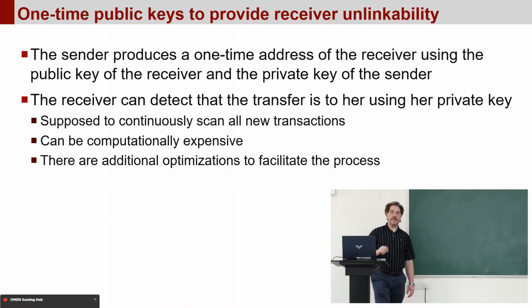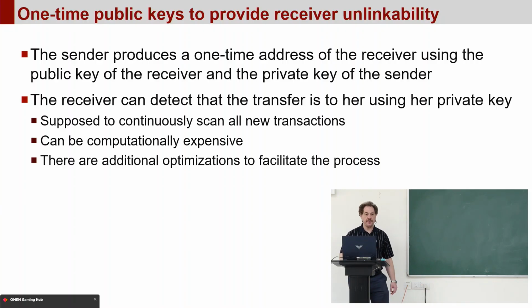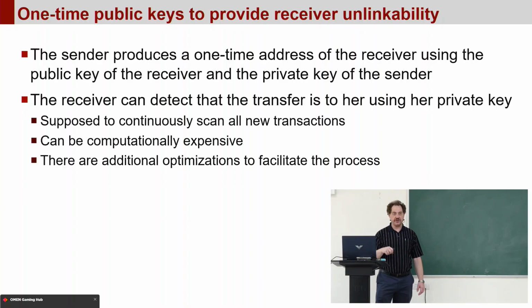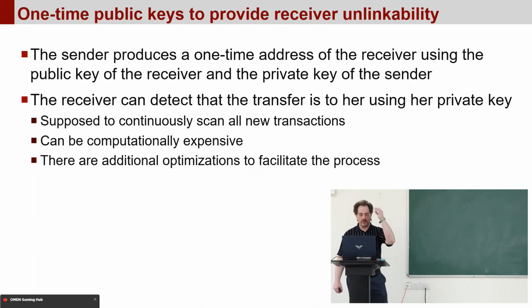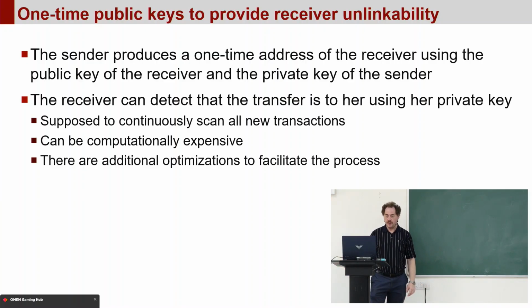Okay, so that was about sender untraceability. What about the receiver side? What about receiver unlinkability? So Monero achieves receiver unlinkability in the following way. The sender produces a one-time address of the receiver, using the public key of the receiver and the private key of the sender.